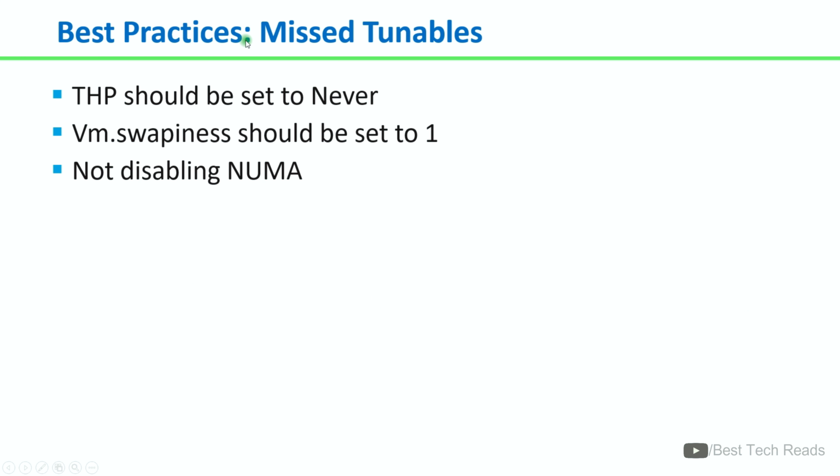Best practices related to missed tunables. If we forget to set these things, sooner or later we will get issues. THP should be set to never. vm.swappiness should be set to 1 or 0. Not disabling NUMA. So these are the things we need to avoid during architecture, development and design phases.